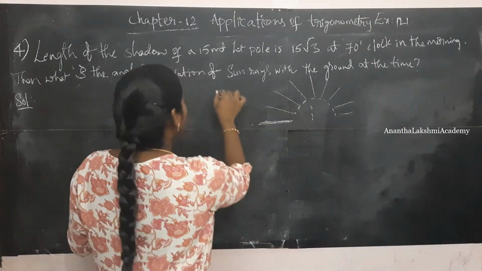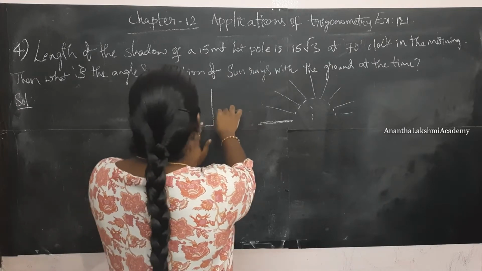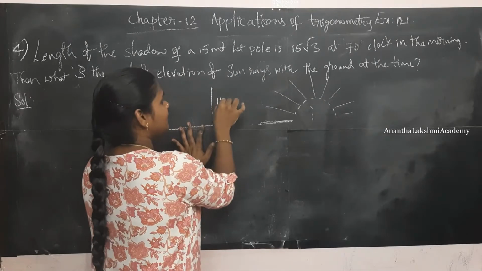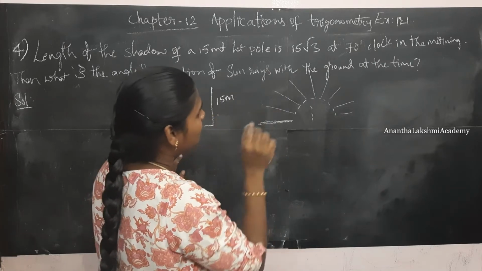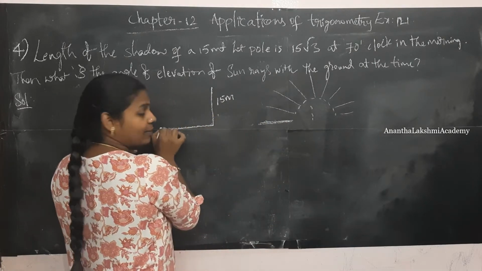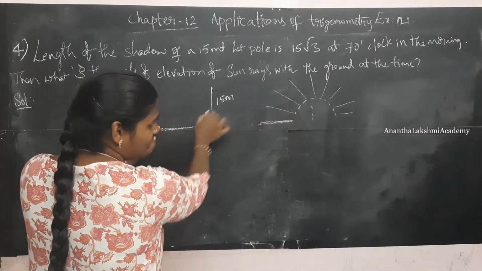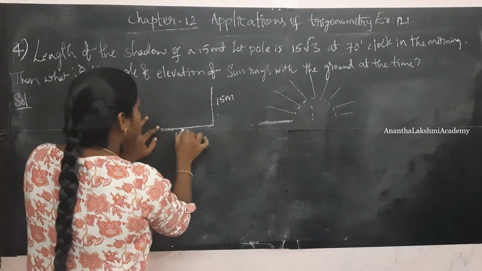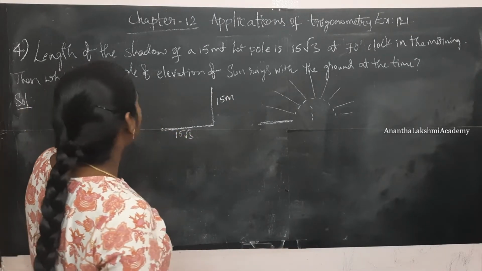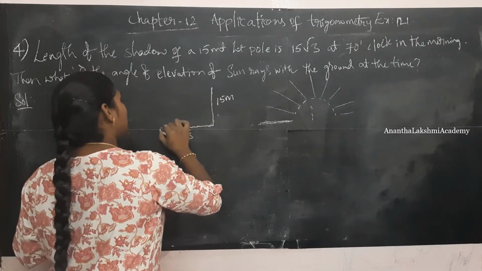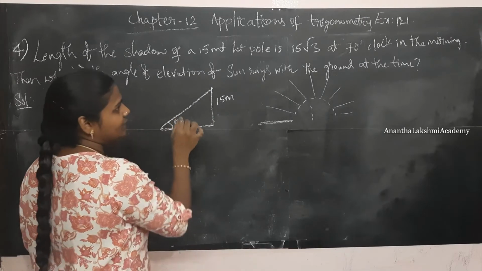Okay, let me consider this. What is the height of the pole? This is 15 meters. At 7 o'clock in the morning is what they said. So I am assuming this side, because in the morning the shadows are a bit longer than the height. So this is 15 root 3. Then what is the angle of elevation of sun rays with the ground? Angle of elevation is always with the ground.